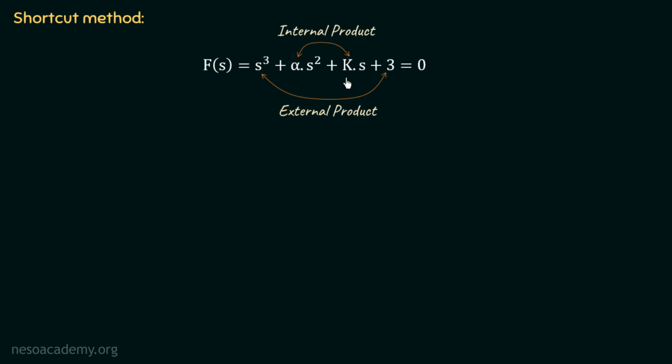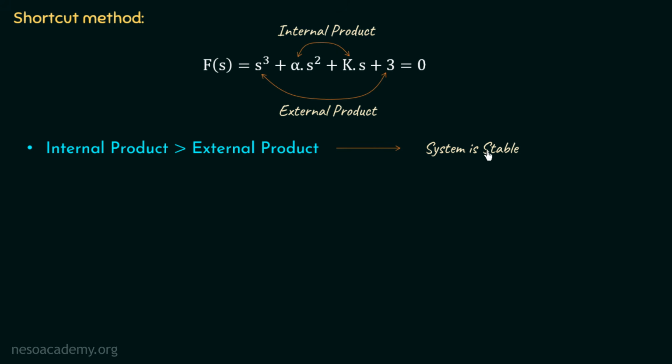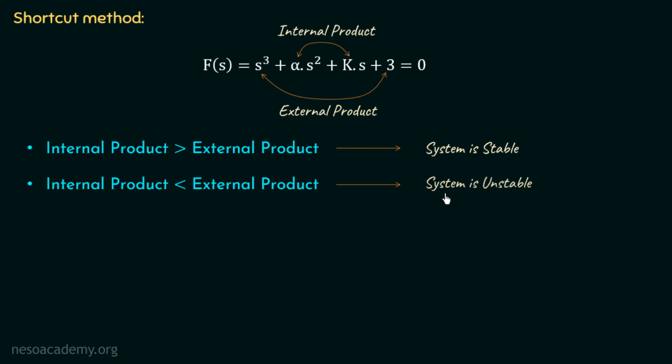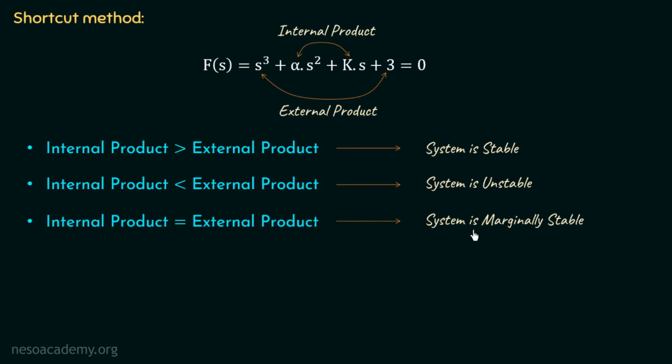Now let us move on to the shortcut. It says that if the internal product is greater than the external product, then we can say that the system is stable. If the internal product, that is the product of these two coefficients, is greater than the external product, that is the product of these two coefficients, then we can declare the system as stable. In the same way, if the internal product is less than the external product, then the system will be unstable. In the same way, if the internal product is equal to the external product, in that case, the system will be marginally stable. So this is the shortcut method.